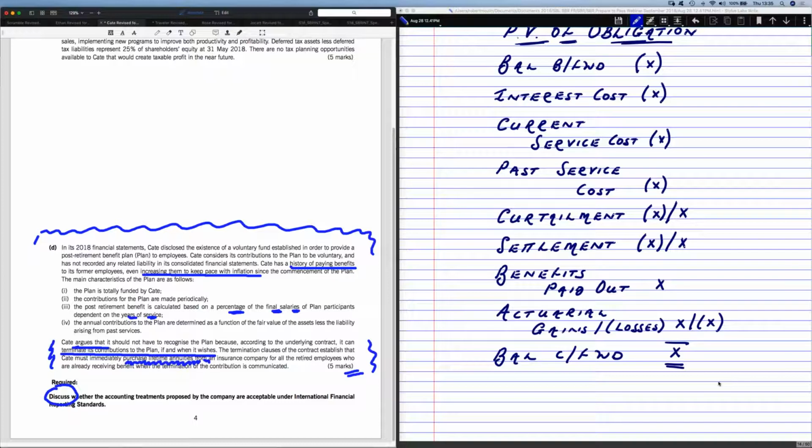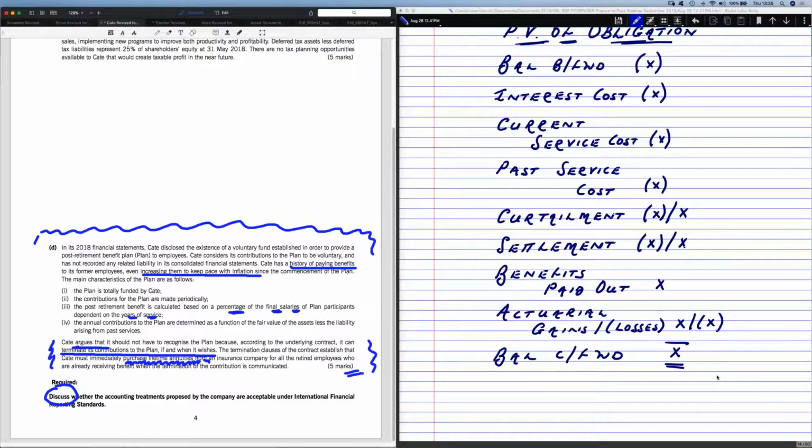Let's just check on that. So with a DC scheme, the entity's obligation is extinguished. They have no further obligation as soon as they've paid across the agreed level of contributions into the scheme for any one year. Fajana says yes.